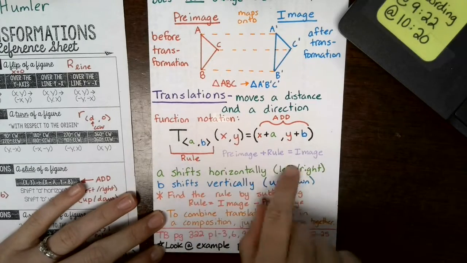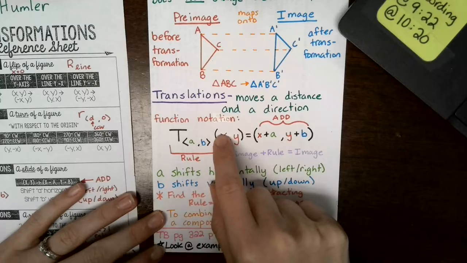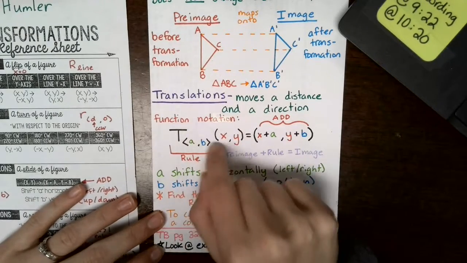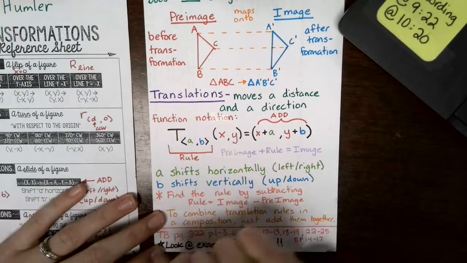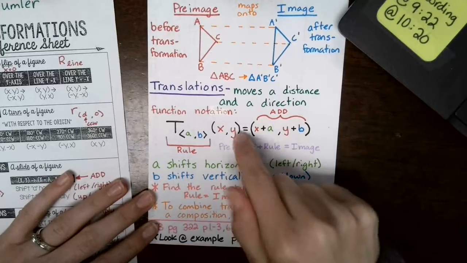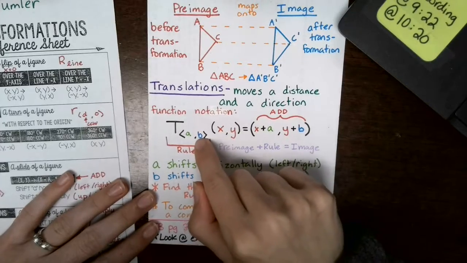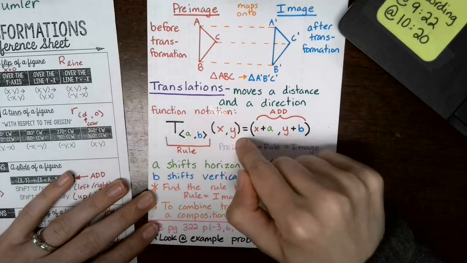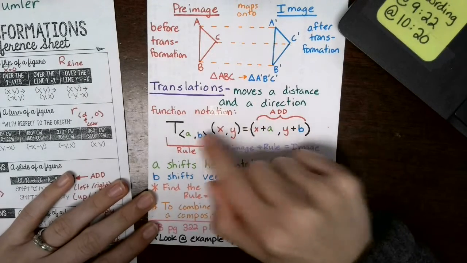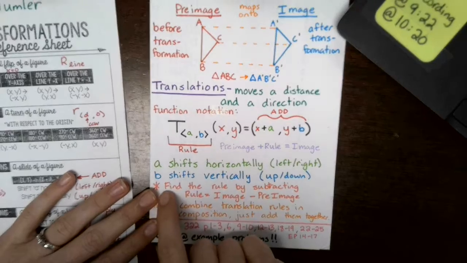Okay, the A shifts horizontally, left or right. That's our X value. So if we add 2, we're moving 2 to the right. Or if we subtract 2, we're moving 2 to the left. While B shifts Y, so that's our vertical axis, shifts it up or down. So if it's plus 2 here, or if it's just 2, our Y coordinate would move up 2. If it was negative 2, it would move down 2.